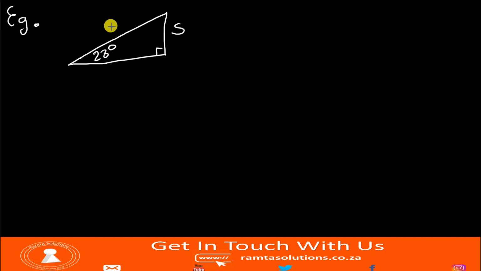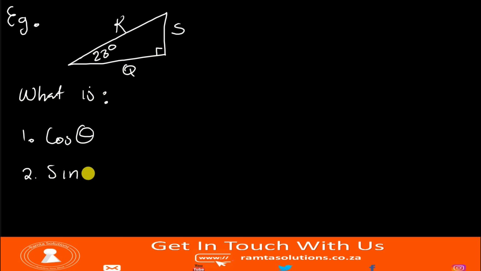Now, let's try this example here. Going for examples now. So, our example, let's say we are given this one here. It's 23 degrees. It's a right angle triangle. This side is S. This is R. This is Q. Now, I'm asking you, what is one, cos theta, two, sine theta, three, tan theta.